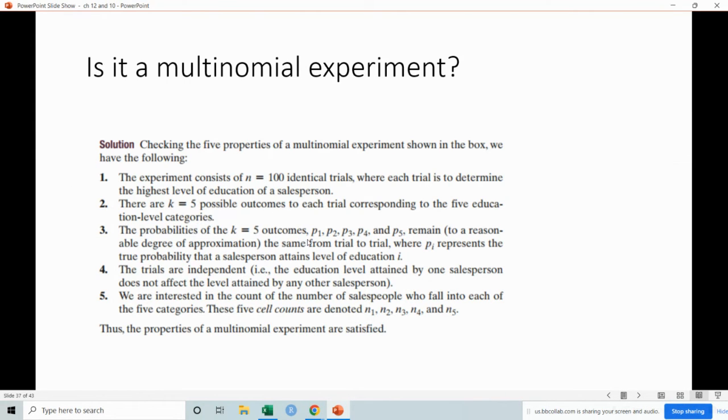Probabilities of the k equals 5 outcomes. We have probabilities that remain the same from trial to trial, at least to a reasonable degree. The trials are independent, so the educational level obtained by one salesperson has no effect on the education level attained by another salesperson. So we are interested in the count of the number of salespeople who fall into each of the 5 categories. What's the sample size of the ones that break down into each of those categories? Thus the properties of a multinomial experiment are satisfied.